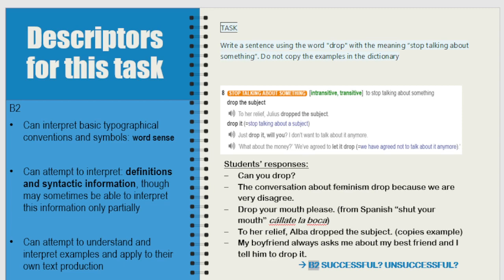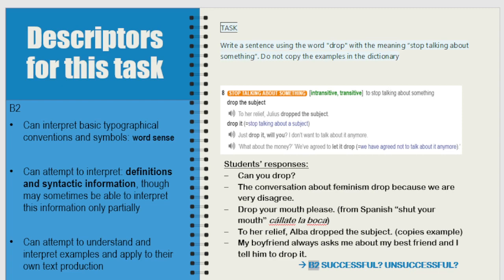Another one wrote the sentence, "The conversation about feminism dropped because we are very disagree." Another one wrote, "Drop your mouth, please." That would be related to the Spanish "Shut your mouth, cállate la boca," which would then be translated with the word drop instead of shut.